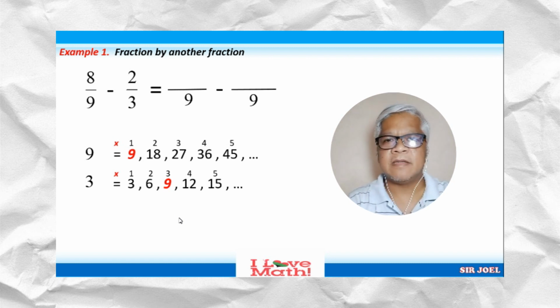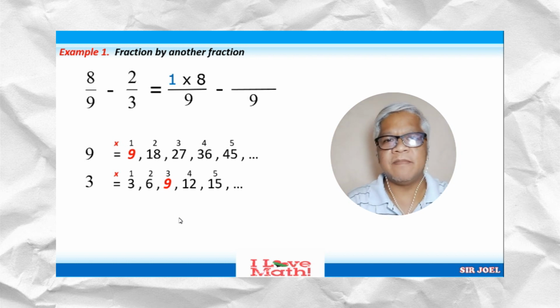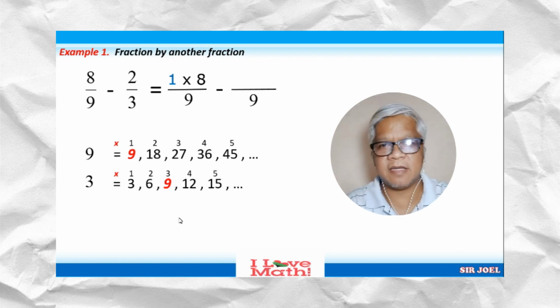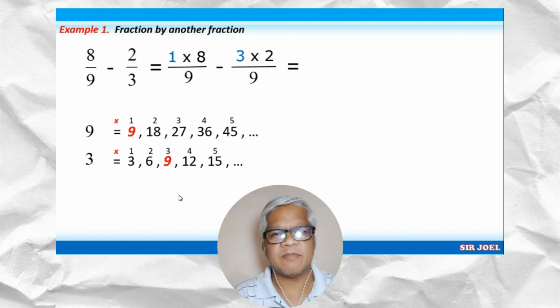Tingnan natin. 9 divided by 9. The answer is 1. Then 1 times 8. Okay? Kasi the given numerator is 8 in 8 over 9. Next, we have 9 divided by 3 times 2, which is the given numerator. Then tingnan natin kung ano ang product of 1 times 8 and 3 times 2.